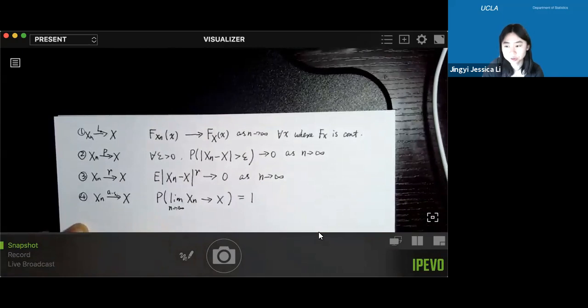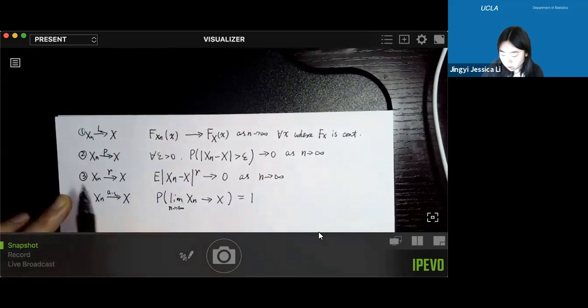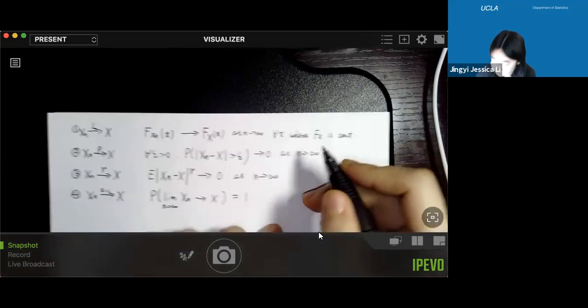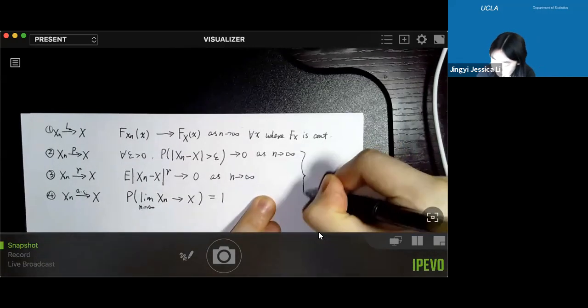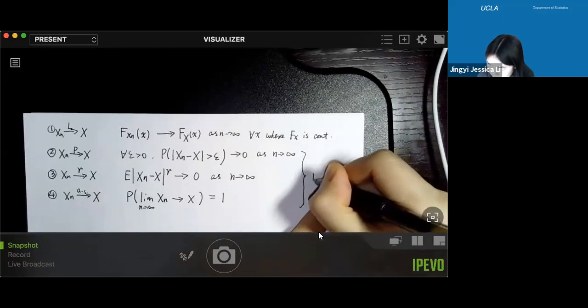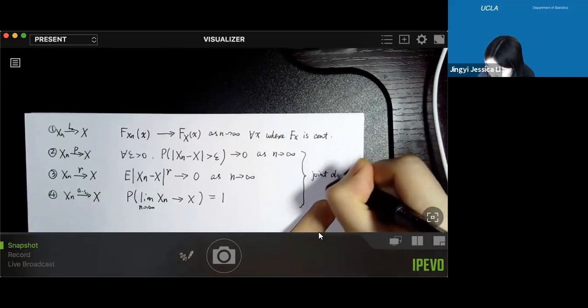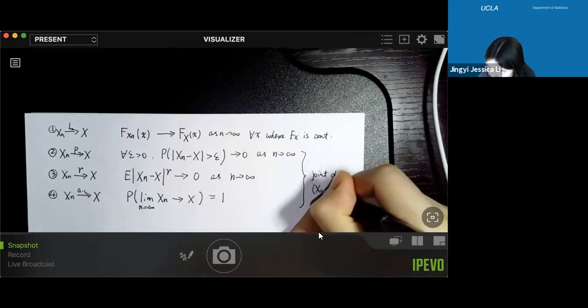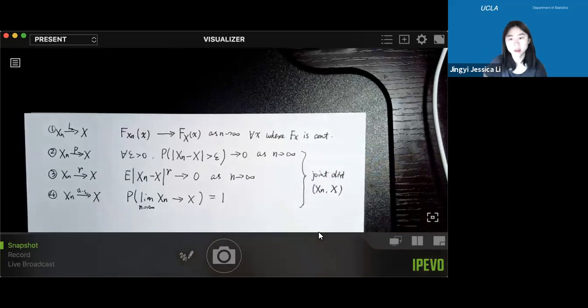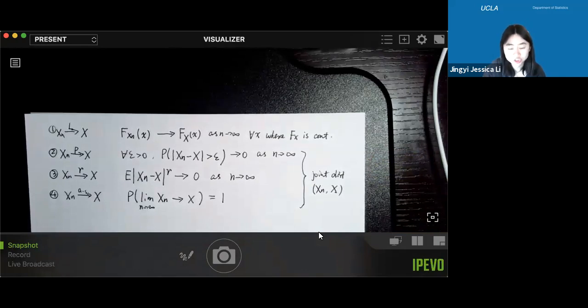We introduced those 4 types of convergence. So except the first type, all the latter 3 types require the joint distribution of Xn and X. And I'm going to write it here. So these 3 all regard the joint distribution of Xn and X. Okay, so we're going to give you some examples to demonstrate what each mode means.